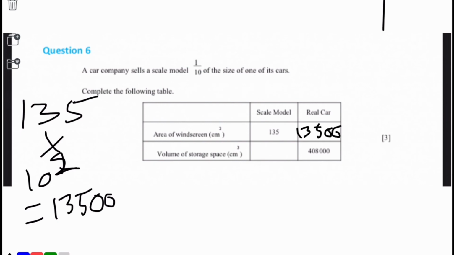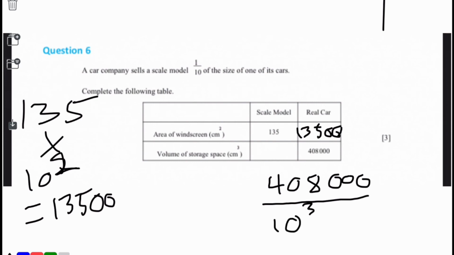After, for the volume of the storage, we must do the opposite. The real car has a volume of 408,000 centimeters cubed. And as we know again that the model is 10 times smaller than the real car, we can divide this by 10 to the power of 3, 10 cubed, because we are dealing with volume. And that would give us 408 centimeters cubed.